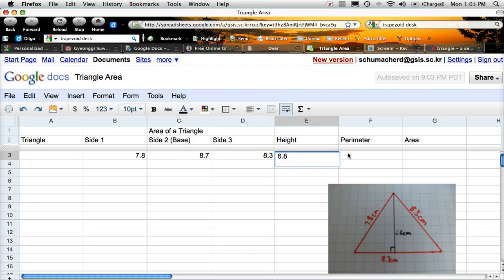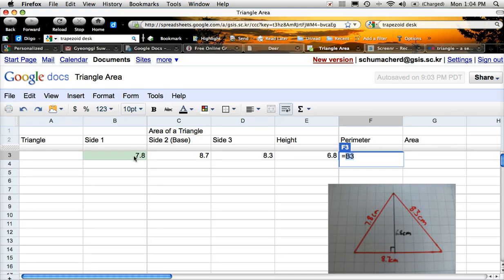Now the next part we want to do is work out the perimeter. Rather than working that out by myself, let's get the computer to do it for us. To do that, we type in the equal sign here. That tells the computer that we're going to do a calculation. Now I click on here, what do I want to add up? Well, as we know, the perimeter of a triangle is the sum of all the sides. So let's go and add them up.